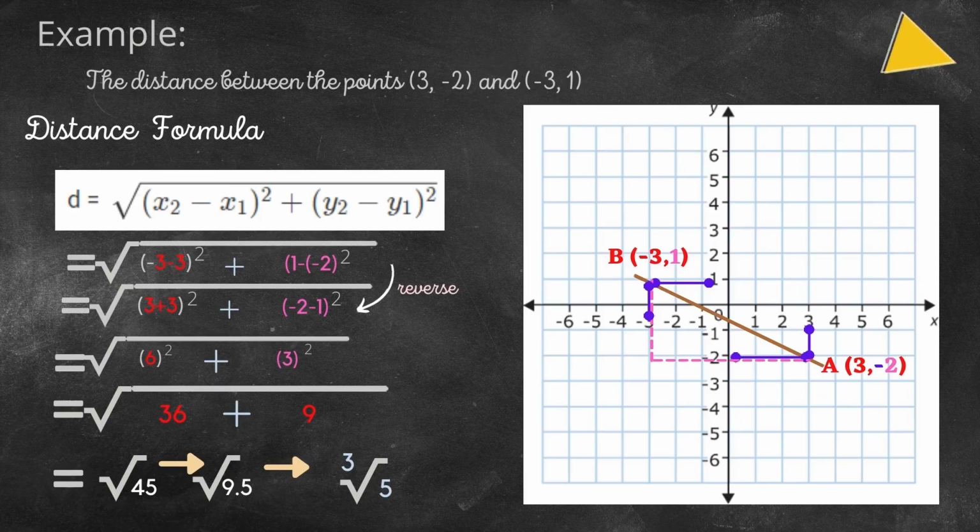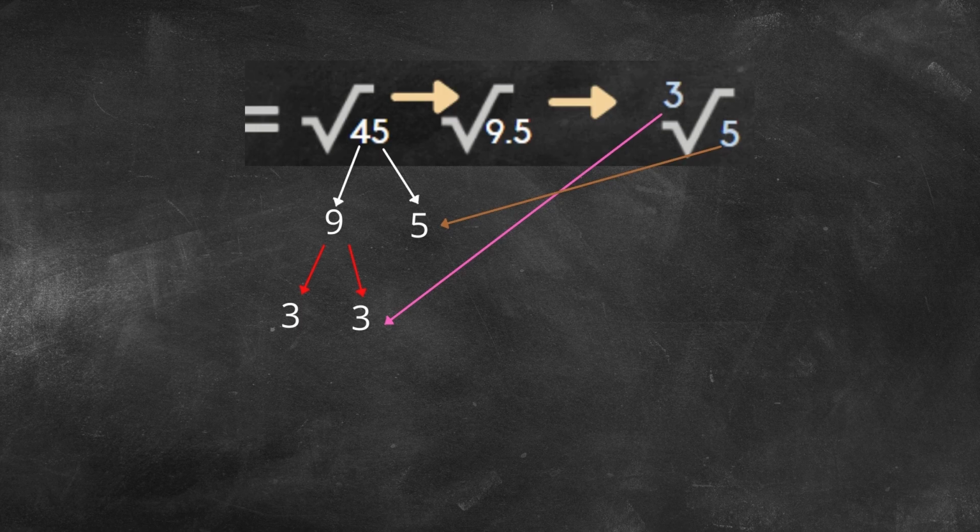Since it can still be simplified, the factors of 45 are 9 times 5. Then 9 can still be factored, so these are 3 and 3. And then you will get the final answer, which is 3 square root of 5.